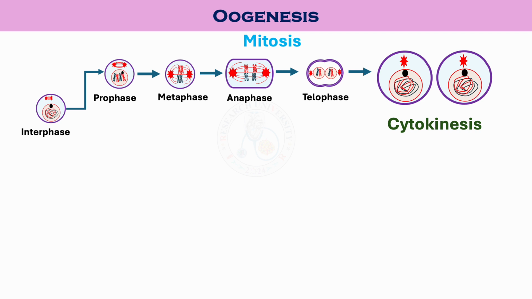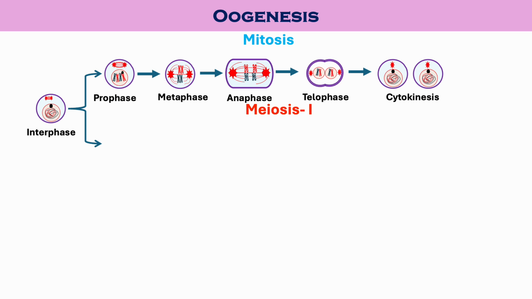So, during mitosis, one parent cell divides into two daughter cells with an equal number of chromosomes, meaning 46 chromosomes. But during meiosis, the chromosome number becomes half, meaning 23 chromosomes. Let's have a detailed look at the meiosis process.